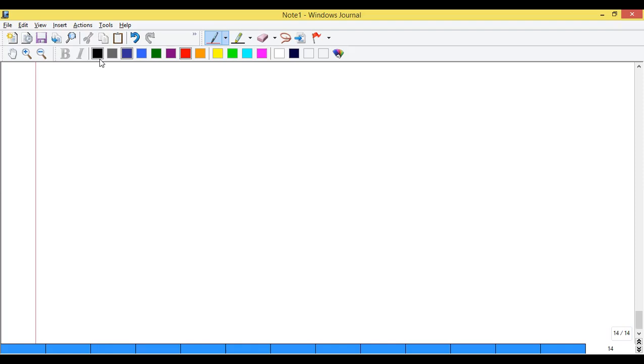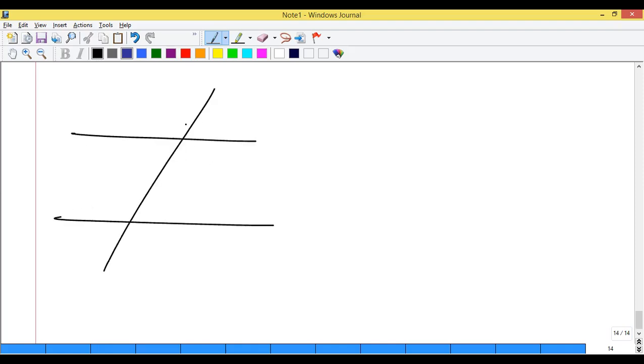I'm giving you 8 angles. But in reality, if it is 1, this is also 1. 1 corresponds to this 1, and this is also 1. Here, if it is 2, this one is 2. This one is also 2. All angles in place of 1 are equal. All angles in place of 2 are also equal.